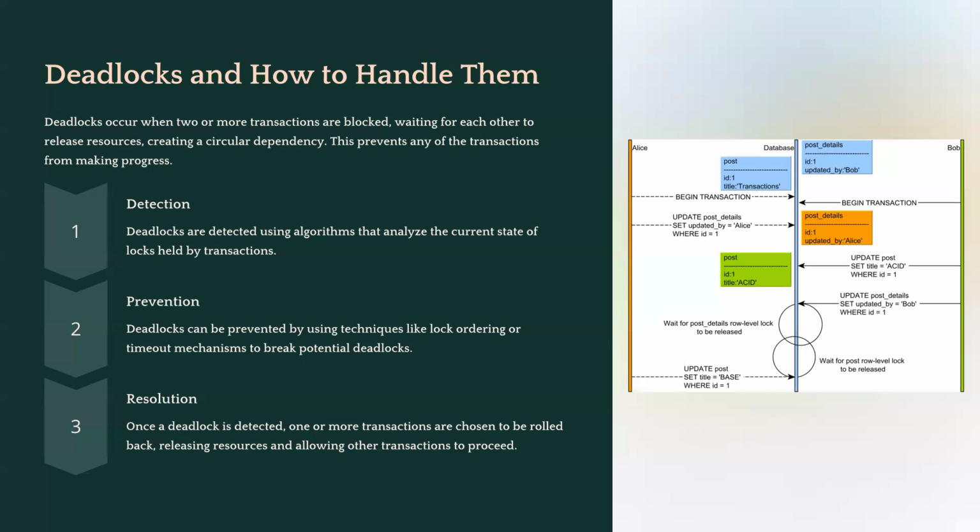So next is deadlocks and how to handle them. Deadlocks occur when 2 or more transactions are blocked, waiting for each other to release the resources, creating a circular dependency. This prevents any of the transactions from making progress.